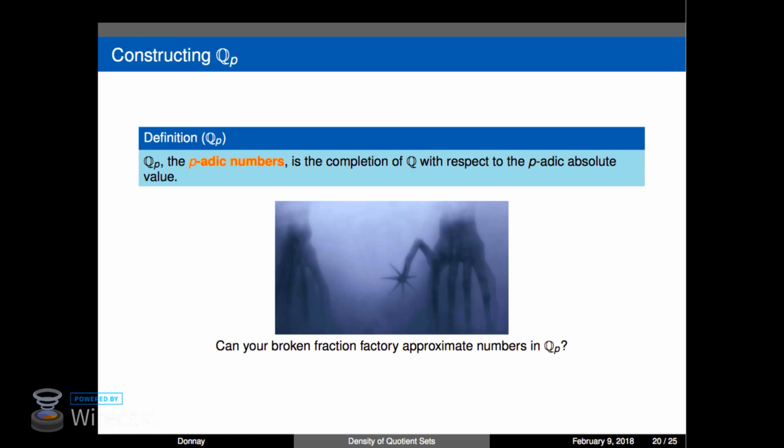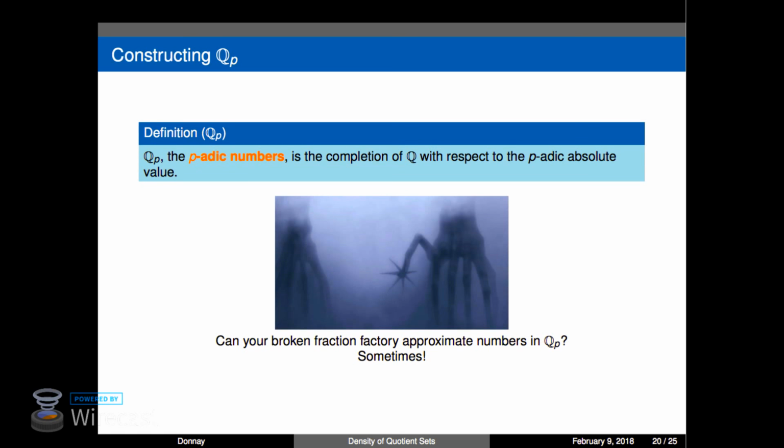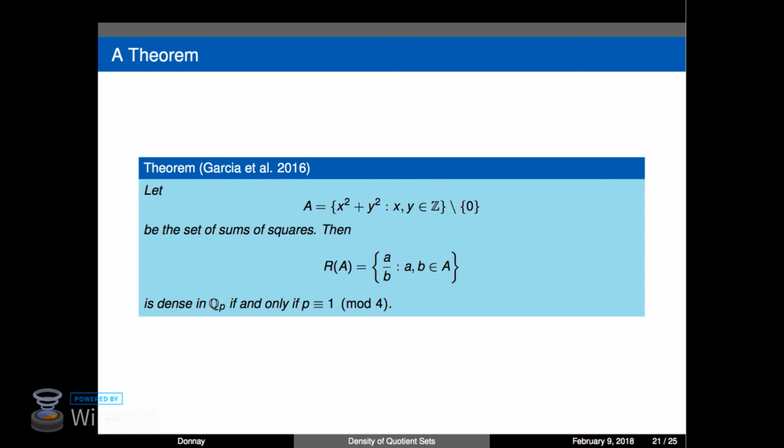So the question now becomes, can the broken fraction factory that's spitting out sums of squares approximate numbers in the p-adics? And as the answer is often in math, sometimes. So, what do I mean by sometimes? Here we have a theorem, and it says if we have the quotient set of the sums of squares, so our broken fraction factory with square fractions, then it's going to be dense in the p-adics if and only if the prime you chose was congruent to 1 mod 4. Congruent to 1 mod 4 just means when you divide p by 4, you have remainder 1.